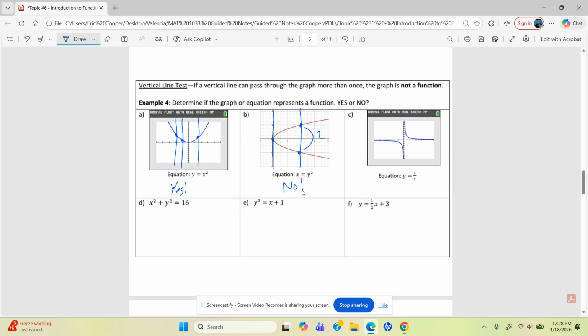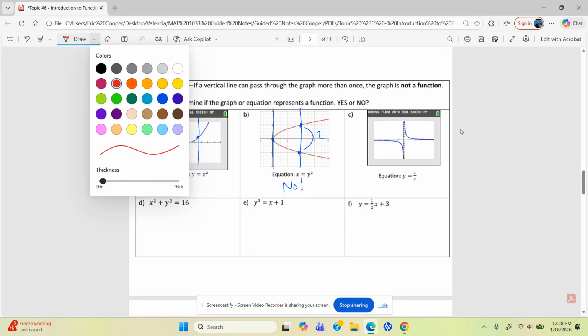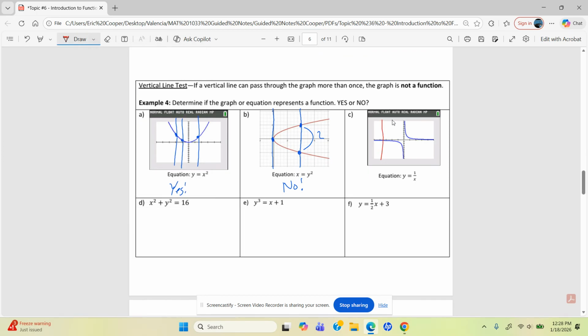No, this is not a function. Let's take a look at this value. Again, I can draw a line anywhere through this, and even though it looks like it's getting close to here, it's always continuously going down, and it is only hitting the graph one time. So yes, this is a function.